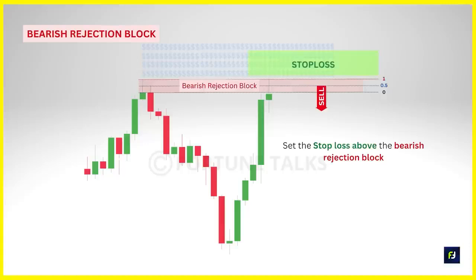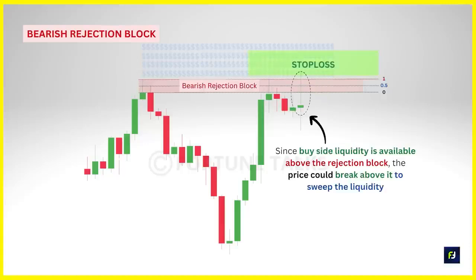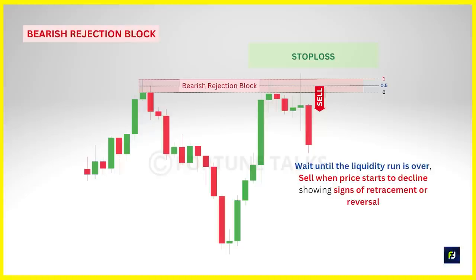Bearish rejection block. But the issue here is that since buy-side liquidity is available above the rejection block, we cannot judge the extent to which the price will extend itself to sweep the liquidity. There are occasions where the wick of the retest candle breaks above the bearish rejection block significantly. So it is always recommended to patiently wait until the liquidity run is over and the price starts to show signs of a retracement or a reversal. Then only we should initiate a short trade.